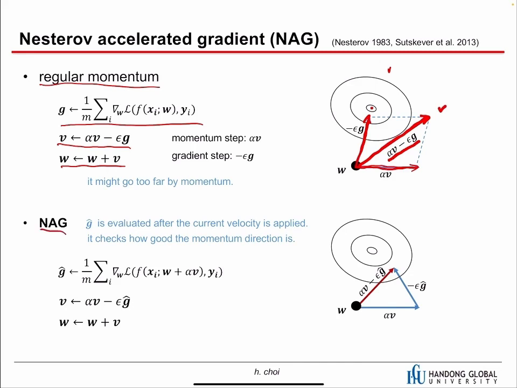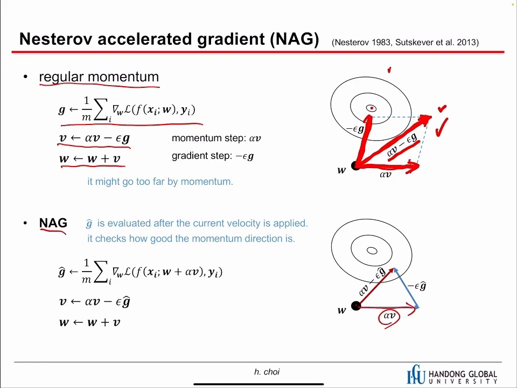But NAG, let me explain what NAG does. The idea is simple. When W is here, we know the momentum, so we know the velocity. Which means no matter what kind of gradient we have, we know we will move this much. So look at this one. We have a momentum and we have a gradient at this point, then we will move in this direction. So we take this direction anyway. No matter what kind of gradient we have, this is fixed already before calculating the gradient.